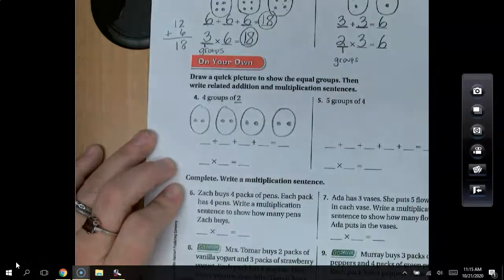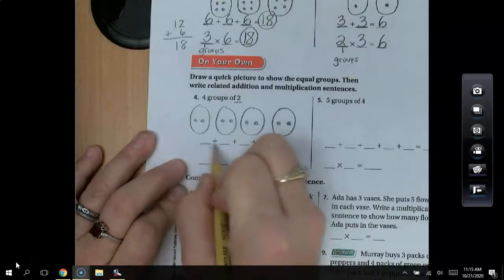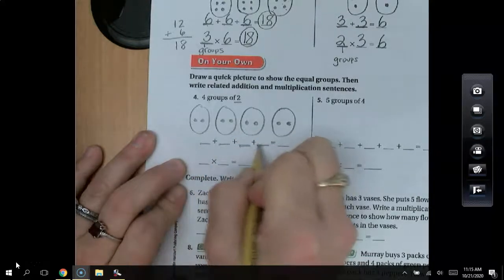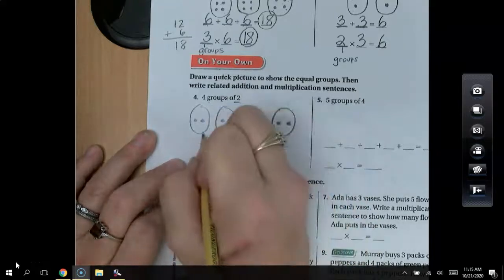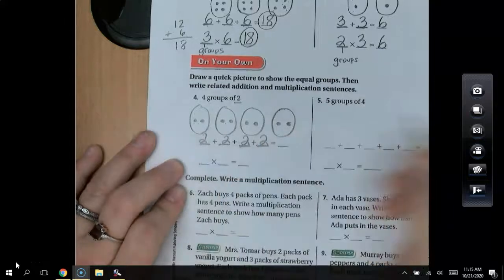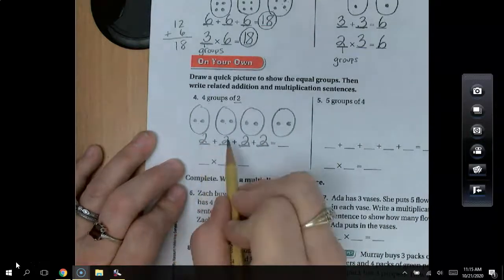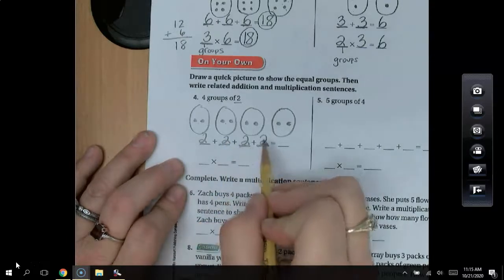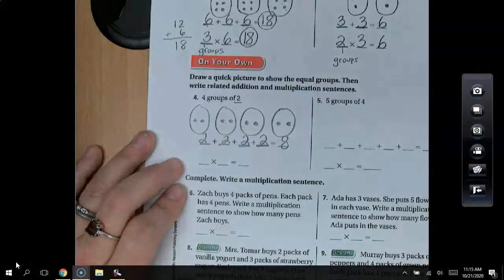Make sure you're following along and doing everything on your paper that I'm doing on mine. Let's write our related addition sentence. Remember, these are groups. We add how many counters are in each group. My first group has 2, and 2, and 2, and 2. Can you count by 2? Let's try it. 2, 4, 6, 8. Our answer to this addition problem is 8.